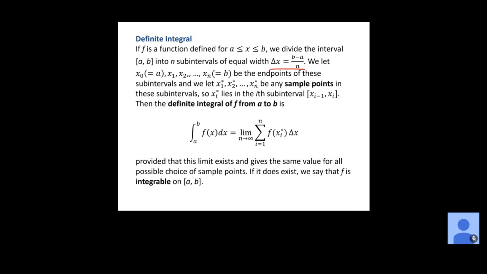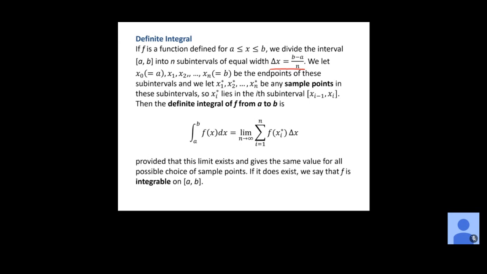All right, so we're going to let x sub 0 be equal to a, right? That's our leftmost endpoint. X sub n is going to be b, that's our rightmost endpoint. And then we have all these other x's in between, right? Those are going to be the endpoints of our subintervals. Now, this right here, the x sub 1 star, x sub 2 star, and so on, we call those sample points. Don't stress too much about that, because what's going to eventually happen, once we take the limit as n approaches infinity, those aren't going to matter, okay?